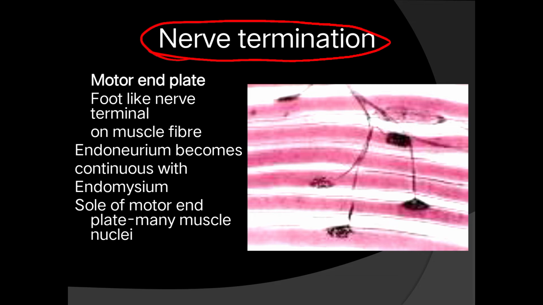As we can see in this photograph, the motor end plate is visible, meaning a foot-like nerve terminal on the muscle fiber. Endoneurium becomes continuous with the endomysium and the sole of the motor end plate and many muscle nuclei. So we can see like this, they are contracting and forming the motor end plate. These are the nerve terminals of this neuron, and the innermost covering is called endoneurium, which is in contact with the endomysium, meaning the covering of the muscle fiber or myofibrils.